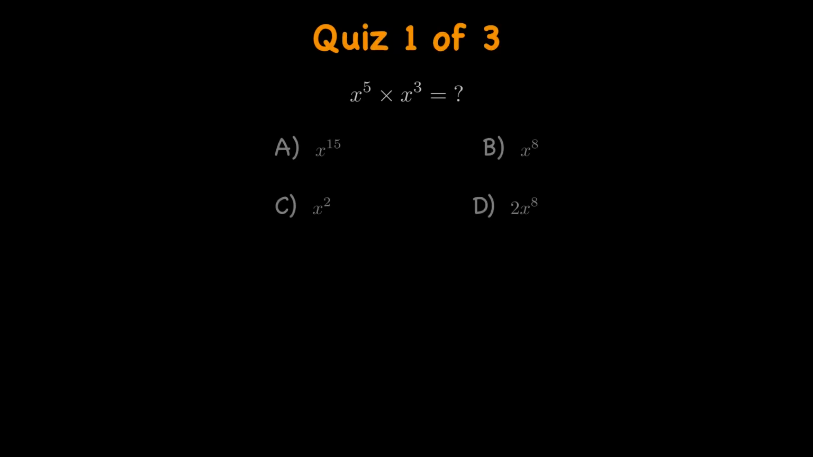Quiz 1 of 3. x to the 5 times x cubed equals what? A, x to the 15. B, x to the 8. C, x squared. D, 2x to the 8.